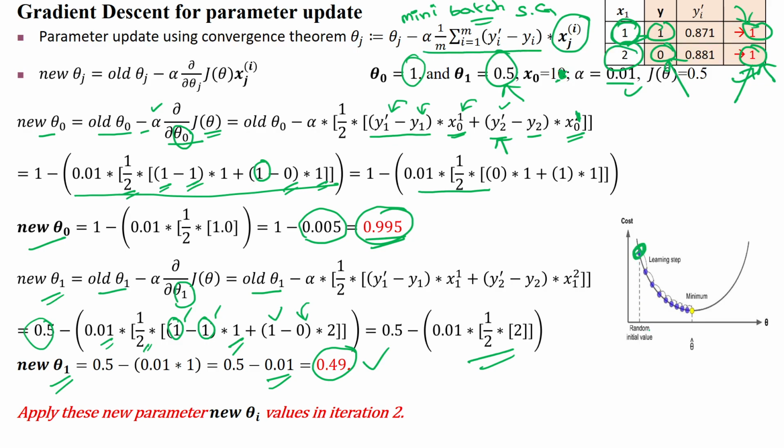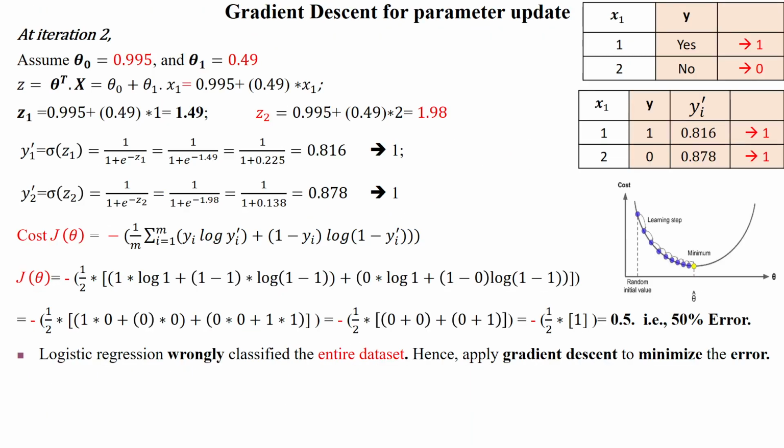So our error was for iteration number 1, as you assumed here. Now we have updated the theta values. We are going to apply these updated theta values in the sigmoid function in iteration number 2. In iteration number 2, we are going to use the new values of theta 0 and theta 1 we got in the previous step.